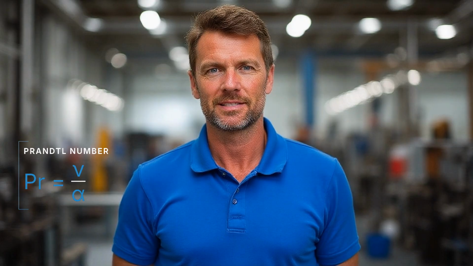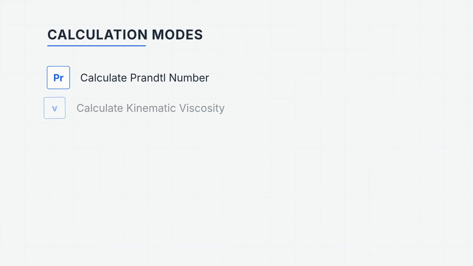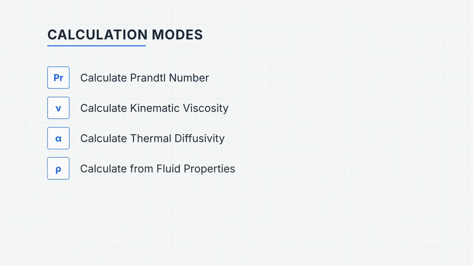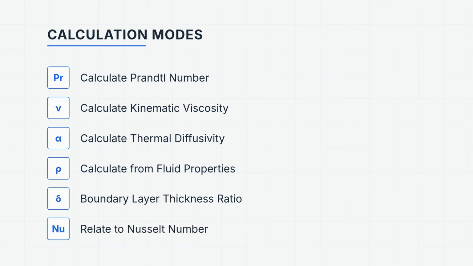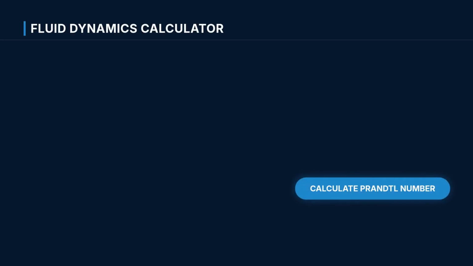Welcome to the Prandtl Number Interactive Calculator, which solves for dimensionless transport properties in fluid mechanics and heat transfer applications. This calculator features a calculation mode dropdown with 6 options: calculate Prandtl number, calculate kinematic viscosity, calculate thermal diffusivity, calculate from fluid properties, boundary layer thickness ratio, and relate to Nusselt number. For this demonstration, I've selected calculate Prandtl number.